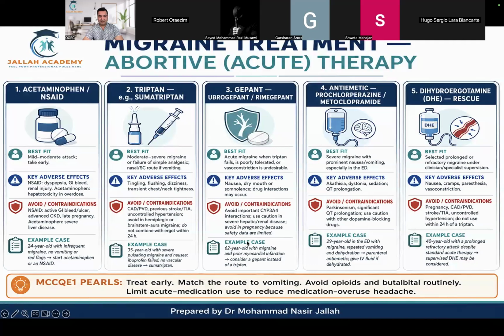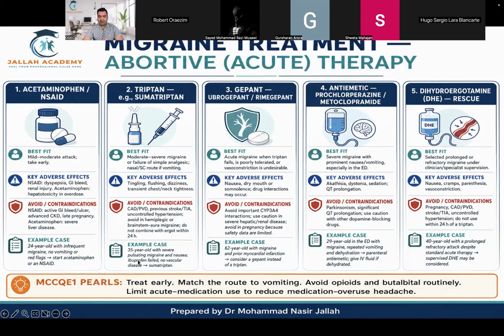So I think this is the best slide. You should have it in your account. So the best fit for the mild to moderate attack, we can use acetaminophen or NSAIDs. For example, a 24-year-old with an infrequent migraine, no vomiting or no red flag, start acetaminophen. Why? Because it's mild. Now, if it is moderate to severe migraine or failure of simple analgesics like acetaminophen and NSAIDs, then in that case, we start the triptan or sumatriptan.